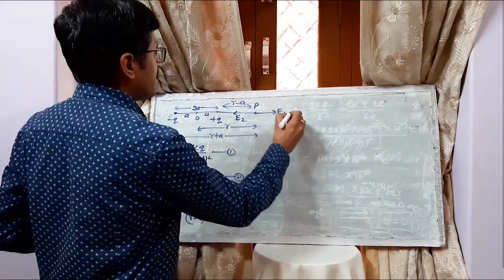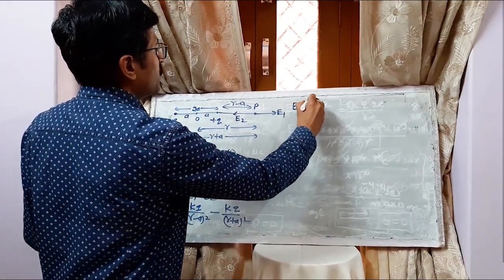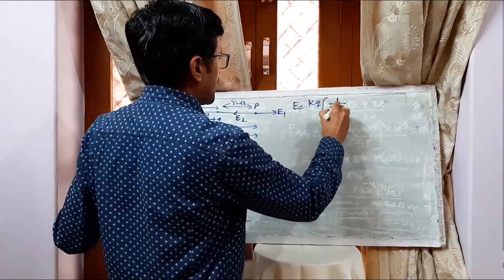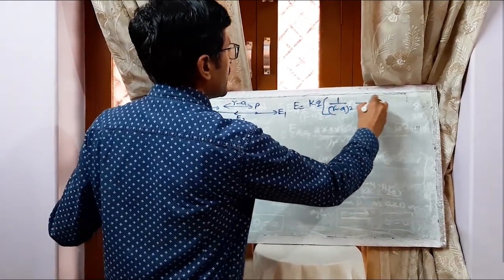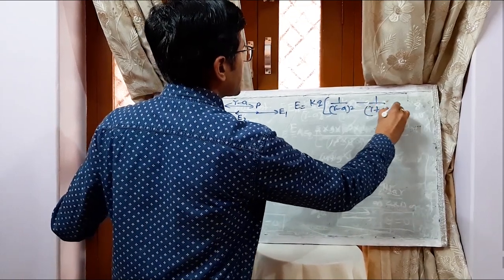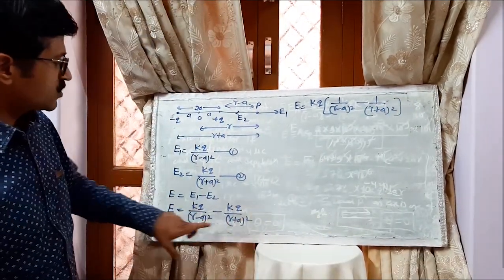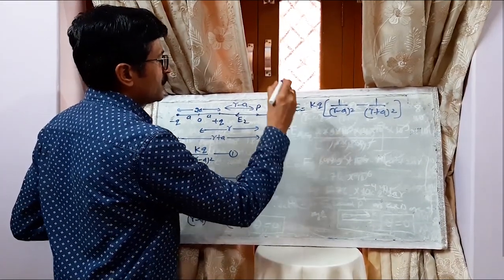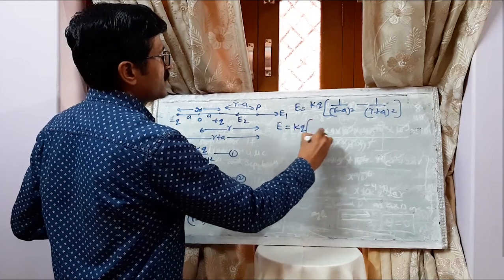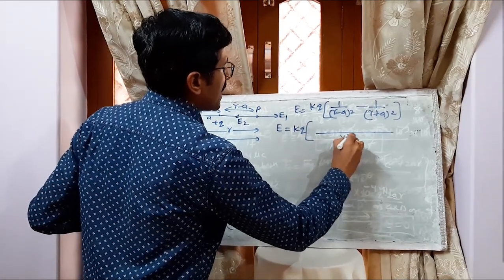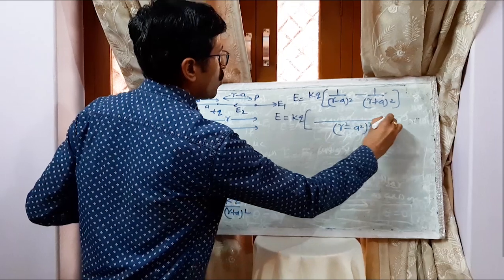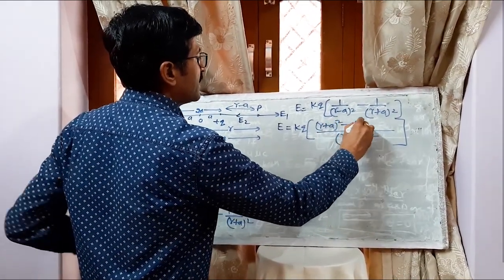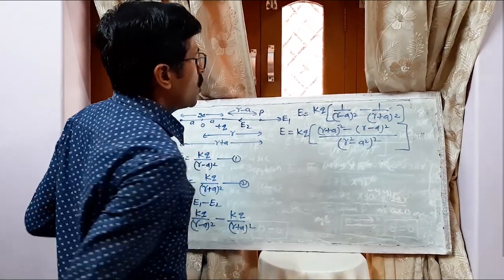Now, take the quantity which is common. E is equal to kq, that is taken common. The quantities that remain are 1 upon r minus a whole square minus 1 upon r plus a whole square. Kq is taken common. The LCM will be r square minus a square whole square, and in the numerator there will be r plus a whole square minus r minus a whole square.